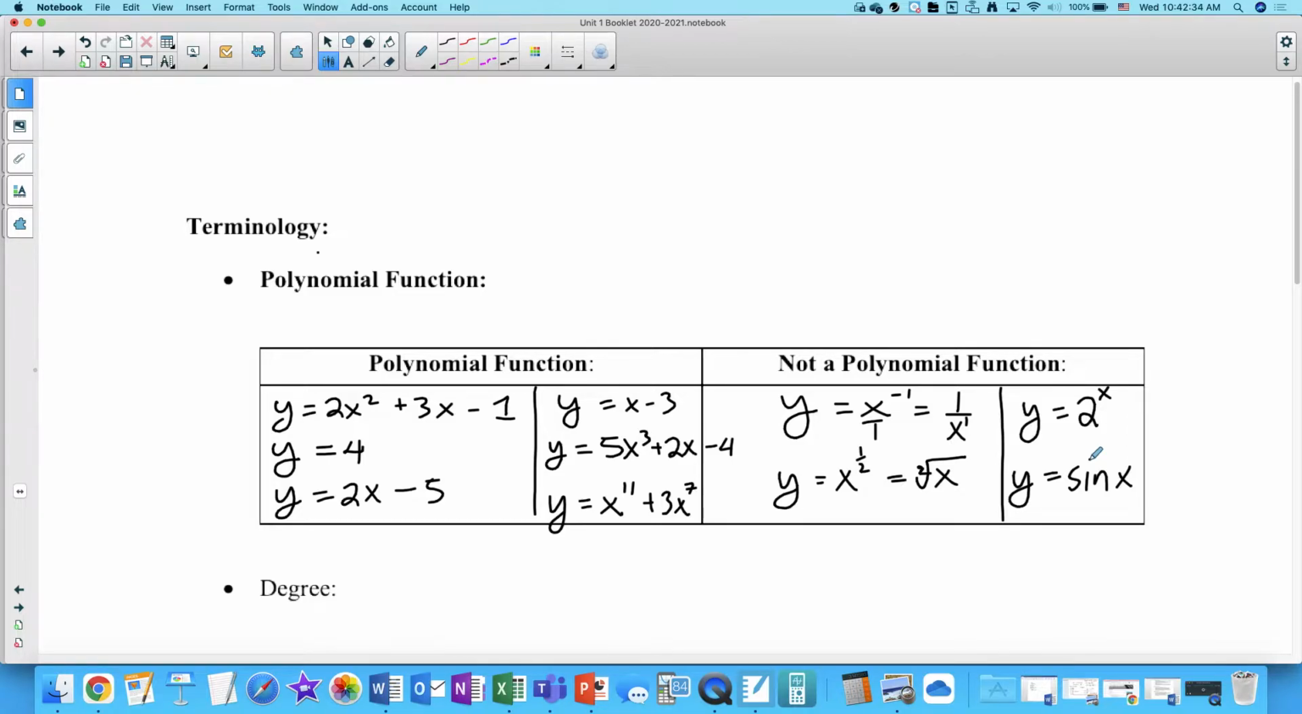Okay? So a polynomial function, I think what I'd like to do first is just actually define a polynomial. A function is just when you set that equal to another variable. Okay? A polynomial is essentially a sum of various powers of x.